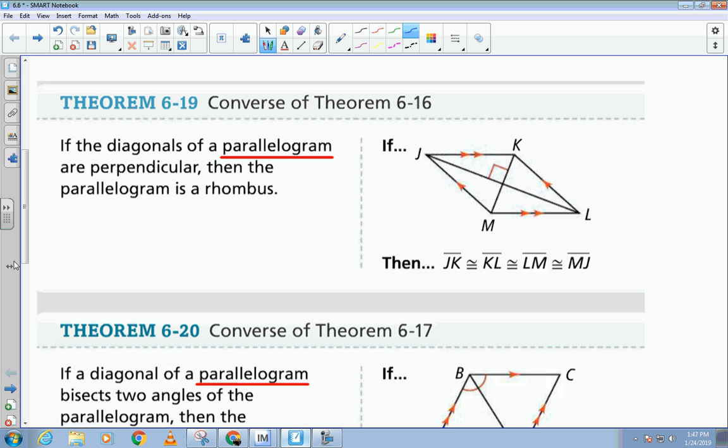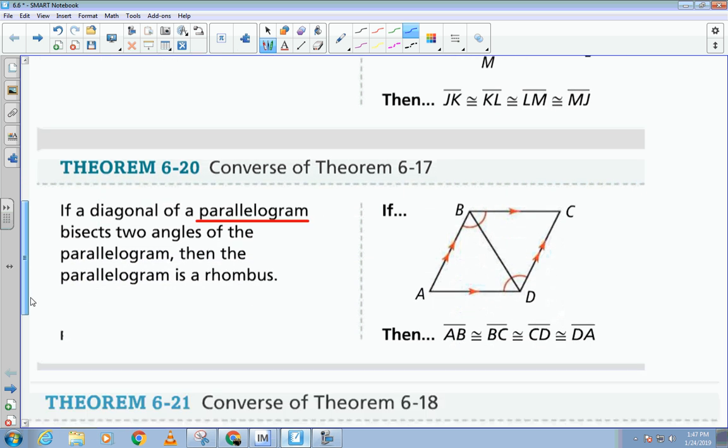No, rectangles don't have perpendicular diagonals unless it's a square. Not an isosceles trapezoid. How about a kite? Does a kite have perpendicular diagonals? Okay. So they do, yes. So that's why if you're going to use that to prove that it's a rhombus, you have to establish the parallelogram first.